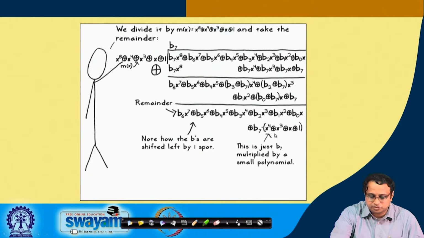The final remainder is being shown here, and this remainder essentially belongs to the field, okay. Why it belongs to the field, because you can see that the maximum degree here is 7, okay. Therefore, this belongs to the field.